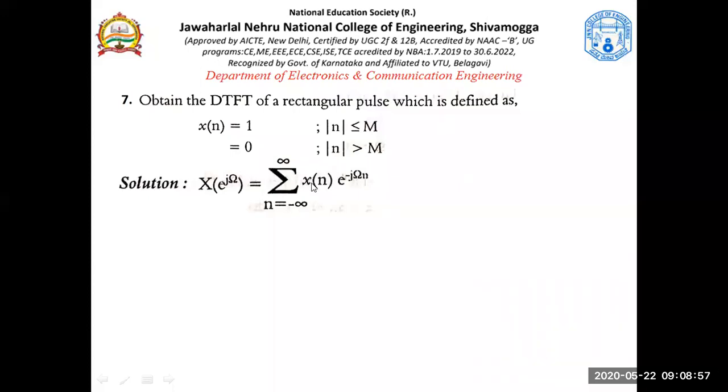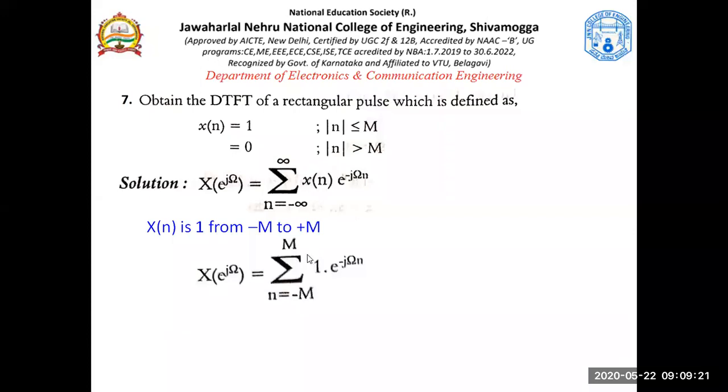Okay. So now let's substitute x of n here, which is 1 from minus m to plus m. Here x of n, this is small x. This x of n is 1 from minus m to plus m. That is the meaning of this. So you should be able to read this properly. Fine. Yeah. Here, this x of n is 1, and it is 1 from minus m to plus m, and let's have this exponential as it is.